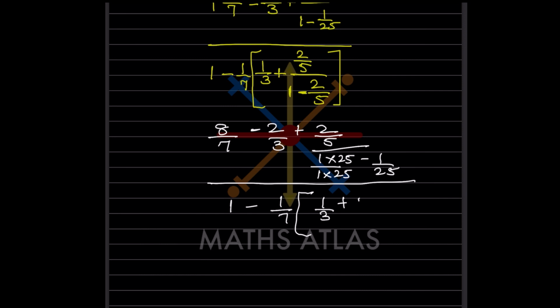This is 2 by 5 in the numerator. In the denominator we have 1 minus 2 by 5. So the LCM here is 5. We'll write that step over here: 1 by 1 into 5 minus 2 by 5. So now let us close the bracket.